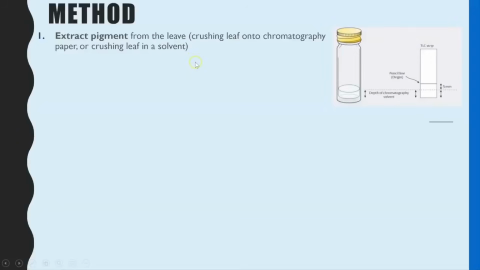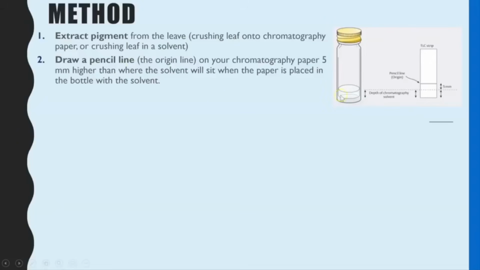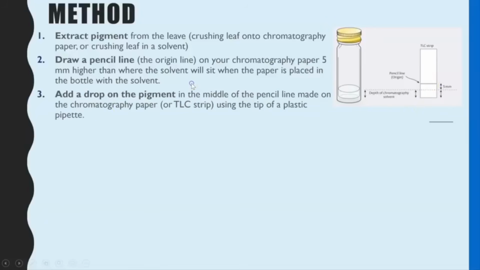The next step is, whichever type of chromatography you're doing, on your paper you need to draw a pencil line, which will be called the origin line, on your chromatography paper about 5mm higher than the level of the solvent. And that's so that the solvent is below the pigment dot to start with, so it doesn't dissolve it and just wash it off the paper.